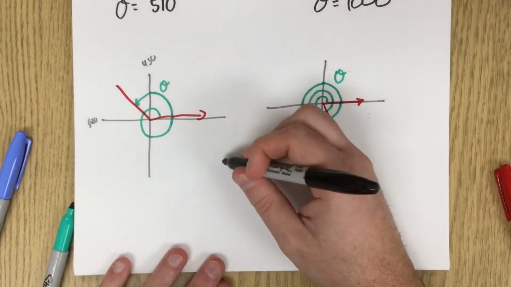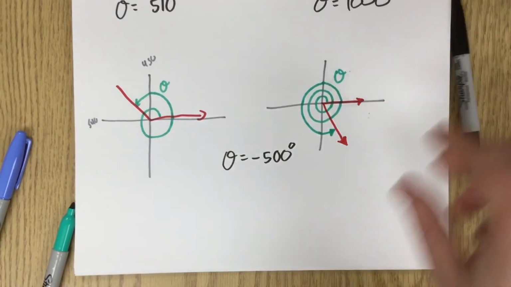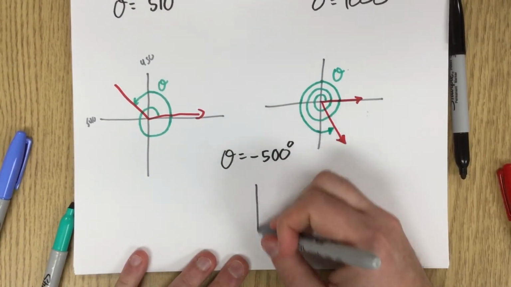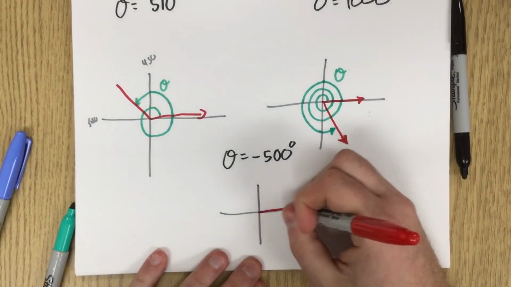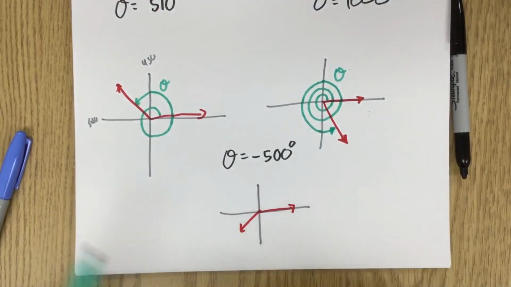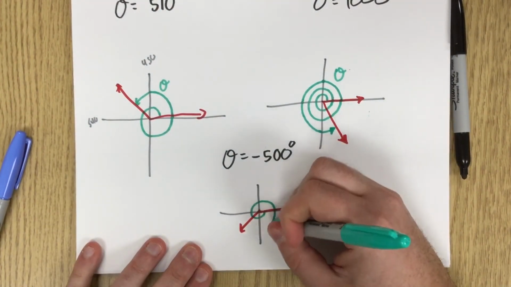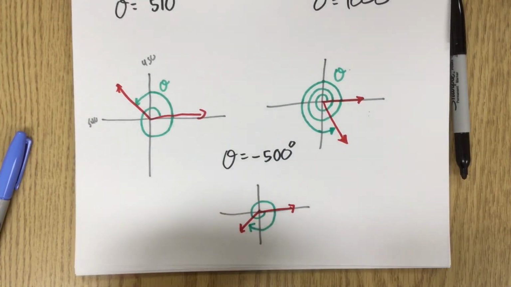And we could also go more than one turn backwards. If it was minus 500, that would end up looking something like that. That's what an angle of negative 500 degrees looks like.